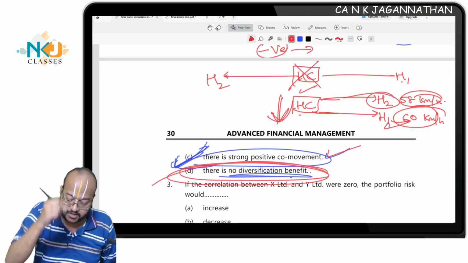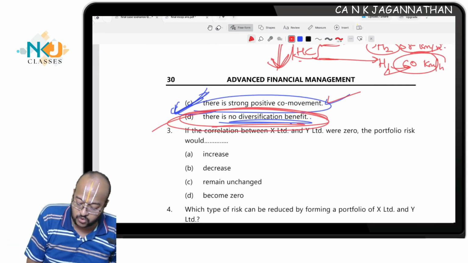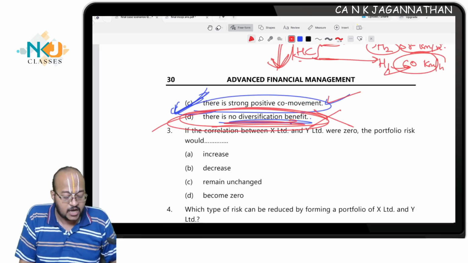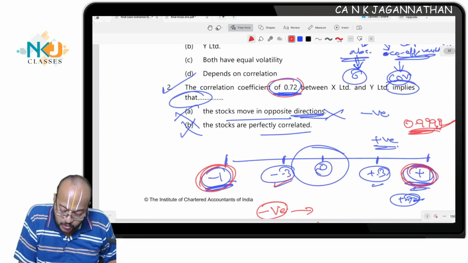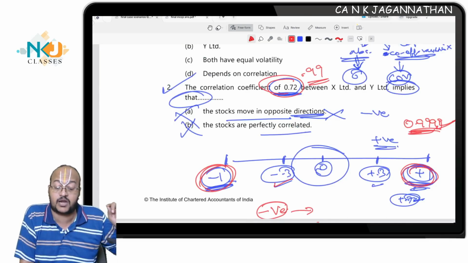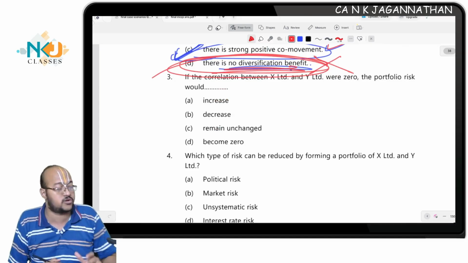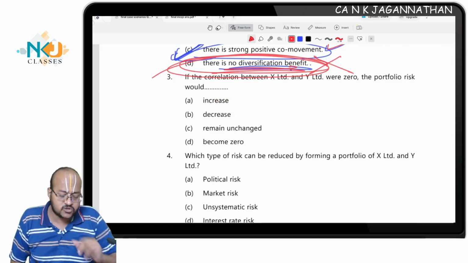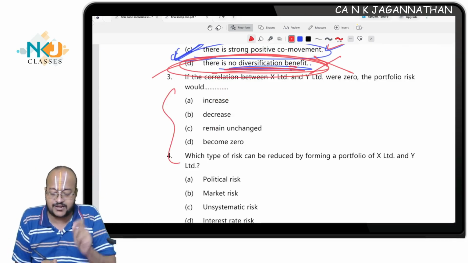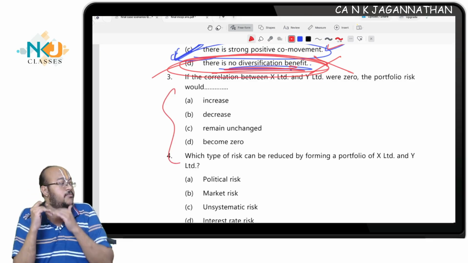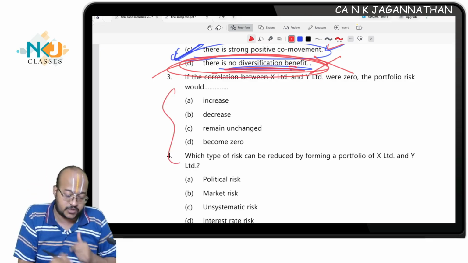Are you understanding? That's what they have tested, the root of the concept. The claim that there is no diversification benefit is wrong, because even if the correlation is positive, even if it is 0.99, it will still reduce risk. Diversification benefit can still be enjoyed. This is the crux of the discussion. That is what they have tested in the next question. If you know this concept, you will be able to write the correct answer for the next question also.